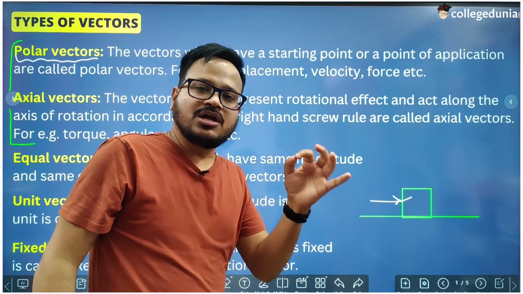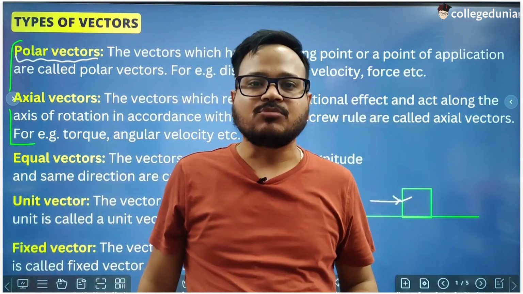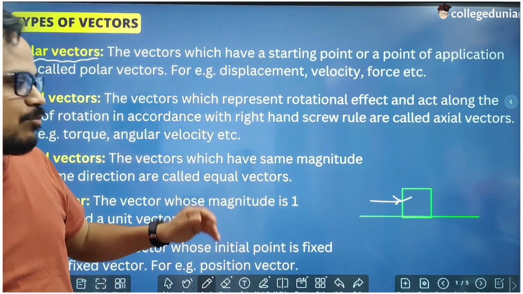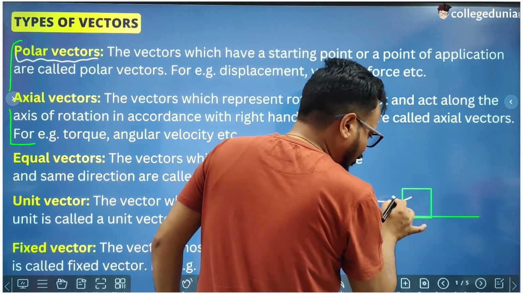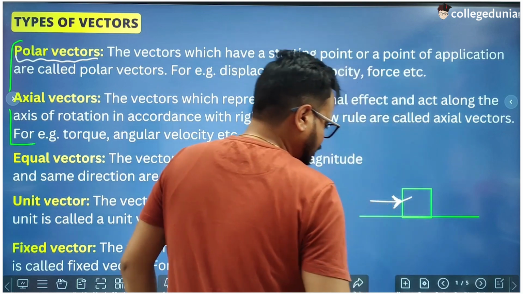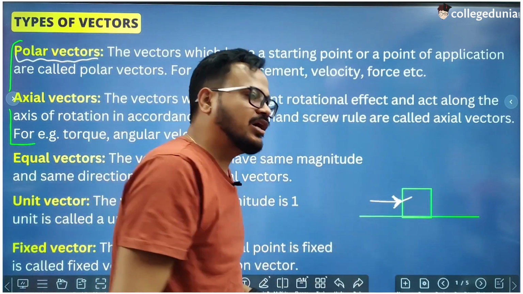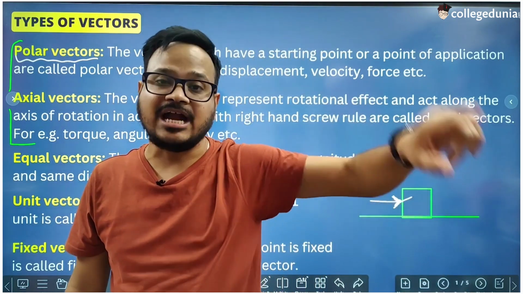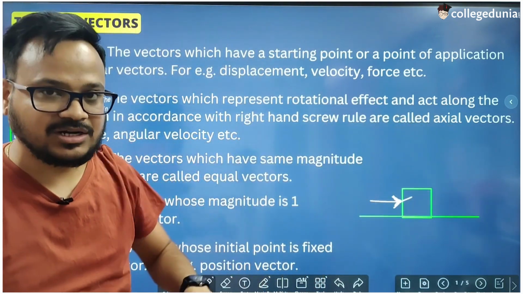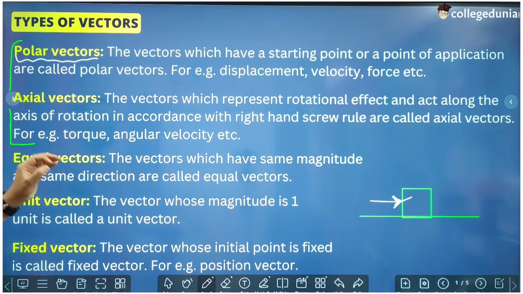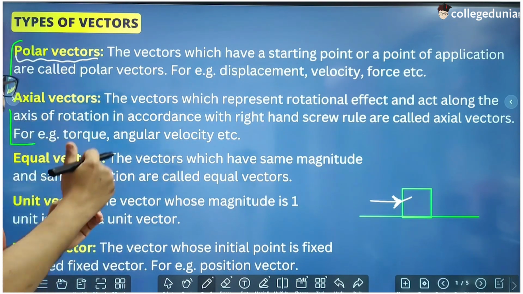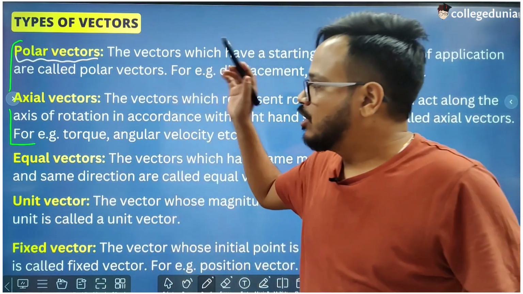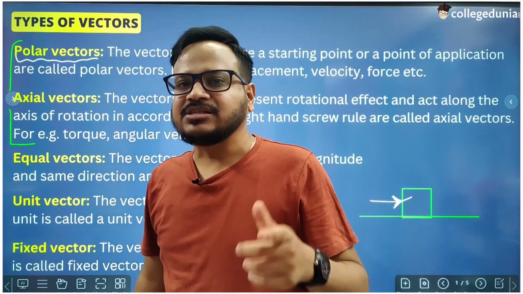Position vector is also a polar vector because the starting point of position vector is the origin and the terminal point, that is the head of the vector. The starting point, the tail of the position vector of a point, is at the origin and the head is at that point whose position vector is this vector, right? So any vector which has some fixed starting point or some fixed terminal point or point of application is called a polar vector. The other type of vectors are axial vectors.